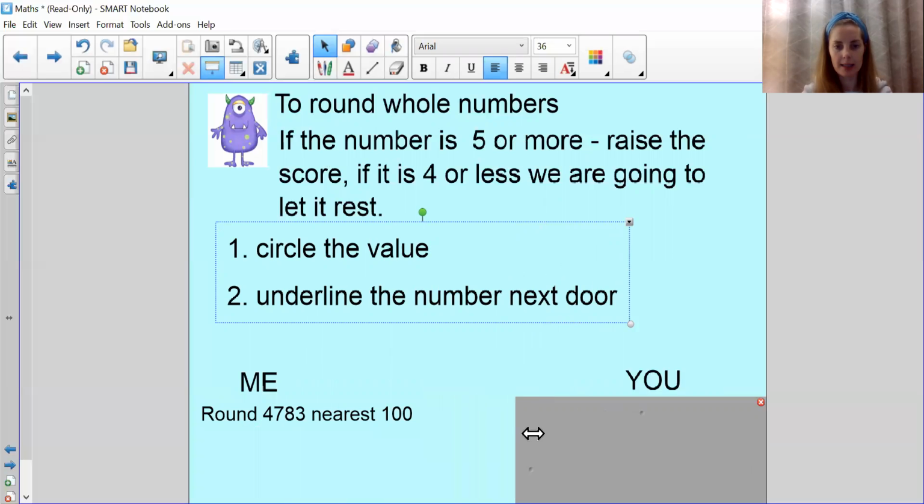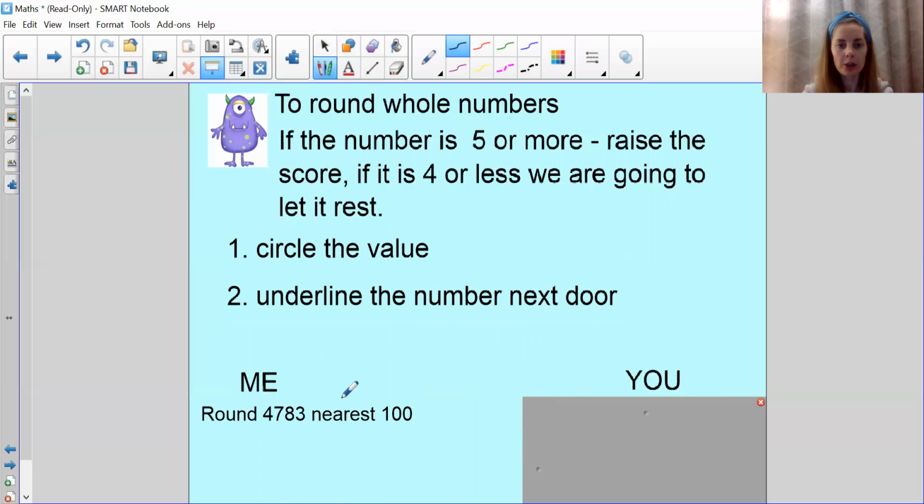So let's put that into practice now. I am going to look at the nearest 100. So I want to round my number to the nearest 100. So I'm going to go to my hundreds column and I am going to circle it. So my 7 is in the hundreds column and I circle that 7. Right, and I look next door. And the 8 I've underlined. And I'm going to decide now, is it 5 or more? Is the value of the 8 more than 5? And yes, it is. So in that case, I'm going to raise the score. So I'm going to go and look at the number that I've circled, and I'm going to raise it to 1 more.